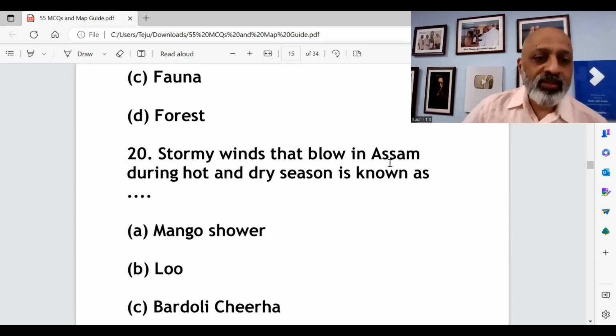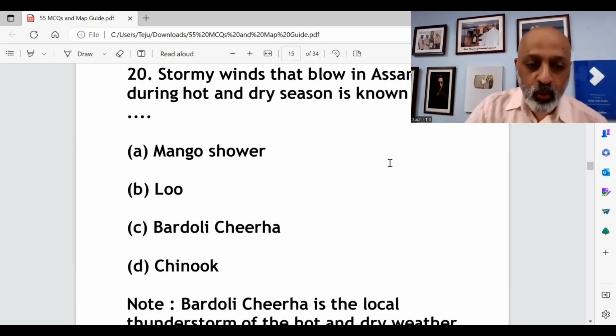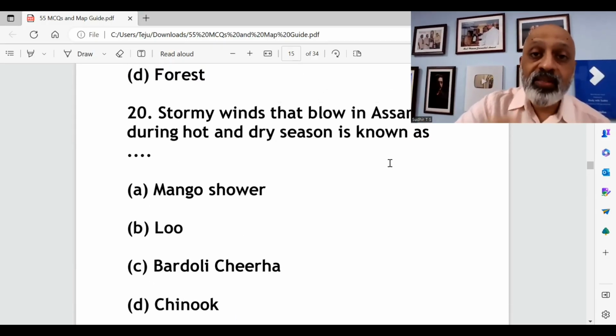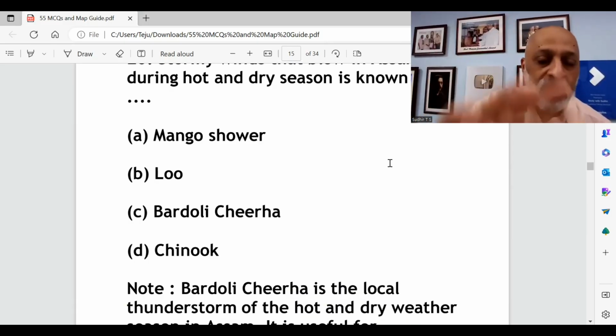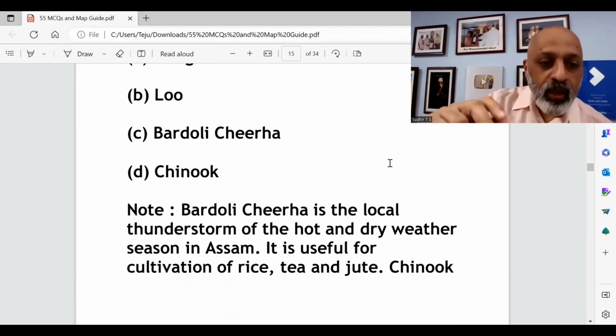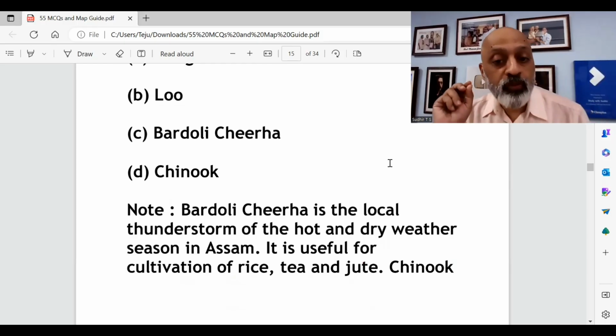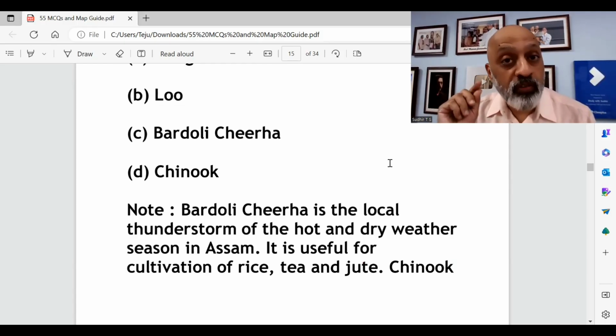Okay, तो यहां पर the correct answer is B, flora. Stormy winds that blow in Assam during hot and dry season is known as mango shower, Loo, Bardoli Chira, या Chinook. Okay, correct answer is C, Bardoli Chira. Loo तो नॉर्थ इंडिया में होता है, मैंगो शावर इज इन southern part, Kerala and Karnataka. Bardoli Chira is the local thunderstorm of the hot and dry weather season in Assam. It is useful for the cultivation of rice, tea and jute.